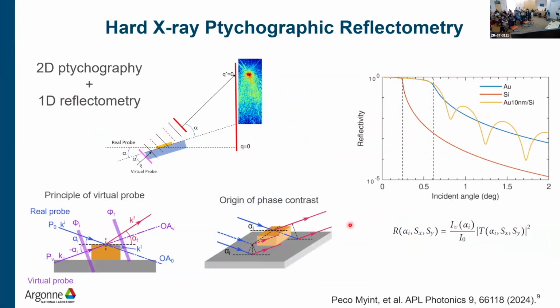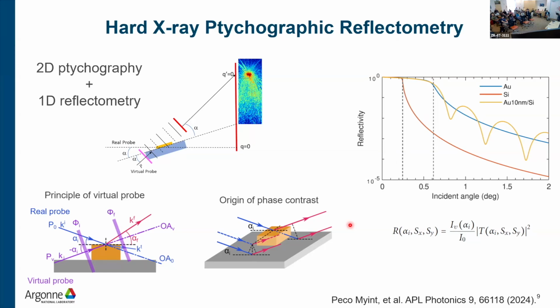Okay, so I go to the second mode of the CSSI, which we call hard X-ray ptychography reflectometry. It's something related to ptychography plus reflectivity. I don't know, probably everybody here on Zoom has heard of reflectivity, right? You have an incident beam, you have an exit beam.